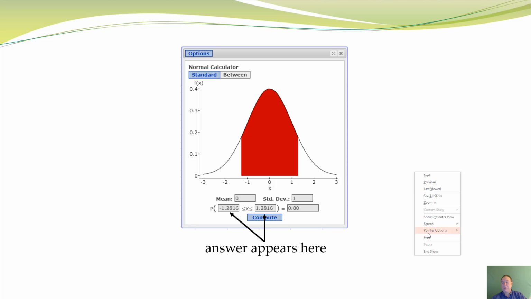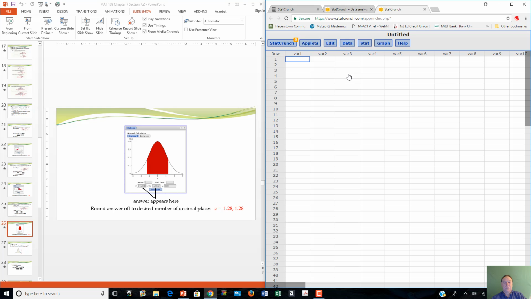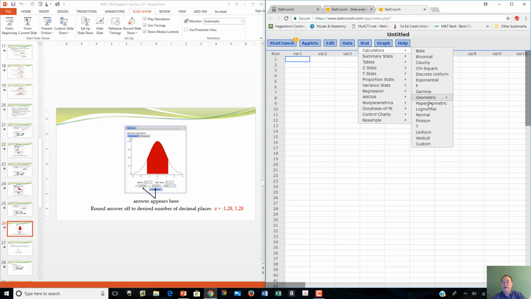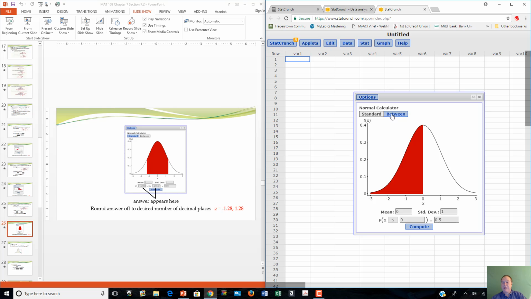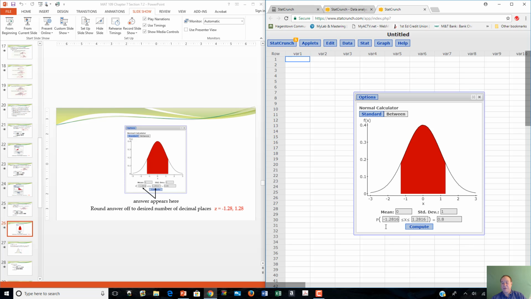Okay, so let me run through this quickly on StatCrunch. I'd hit Stat, Calculator, Normal. Click between. Mean is 0, standard deviation is 1. The area between I want to be 0.8, 80%. Click compute and you notice I get negative 1.2816, 1.2816, which is what I have over here. You round it off to 2 decimal places. Okay, and that's using StatCrunch. So you can see StatCrunch is going to be a savior, but you have to understand the problem first.